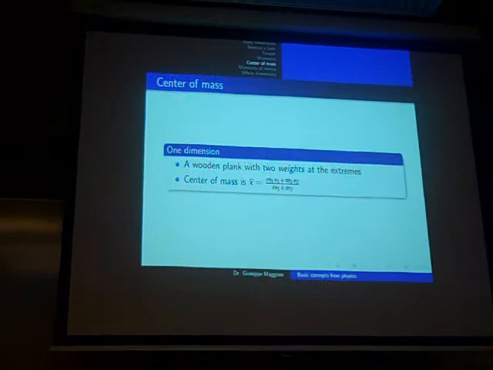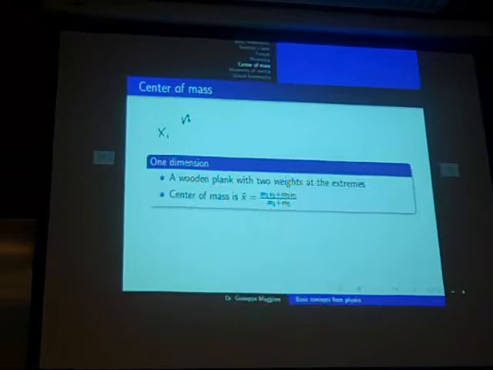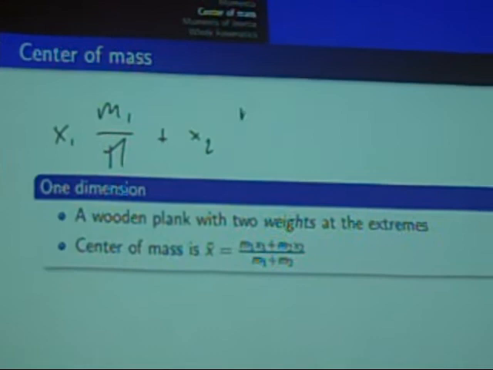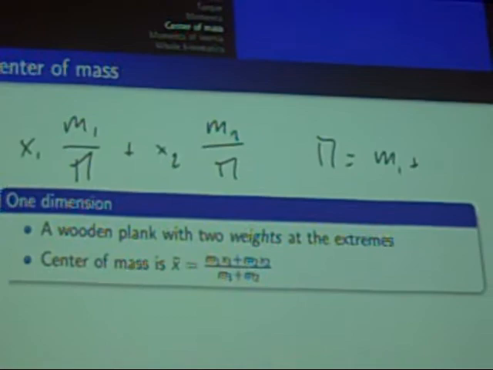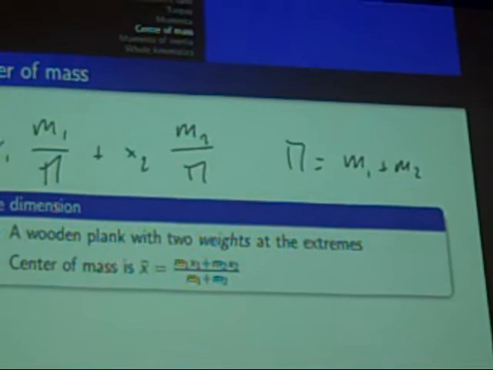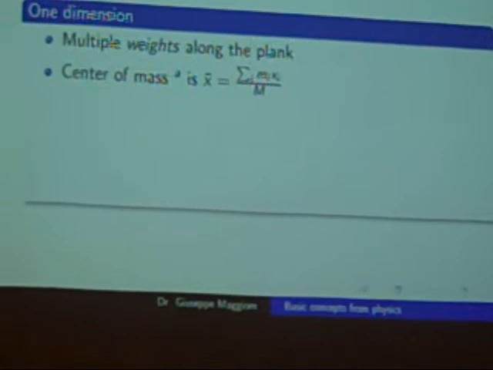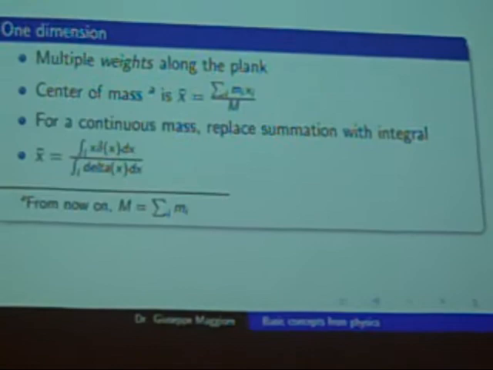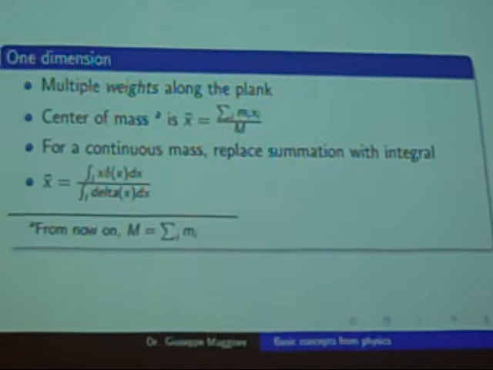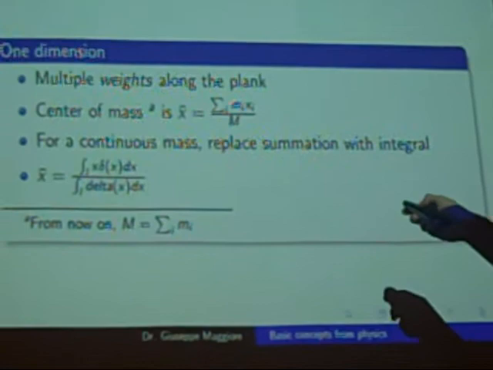So the idea is that you could split this into, maybe a bit more intuitive, x1 times m1 divided by the total mass plus x2 times m2 divided by the total mass, where the total mass is, of course, m1 plus m2, right? You see, it is a weighted sum, after all. If you have lots of particles, then you just do a summation, where the center of mass, x average, is the sum of all the particle positions multiplied by the respective mass, divided by the total mass. Just a generalization of the previous thing.